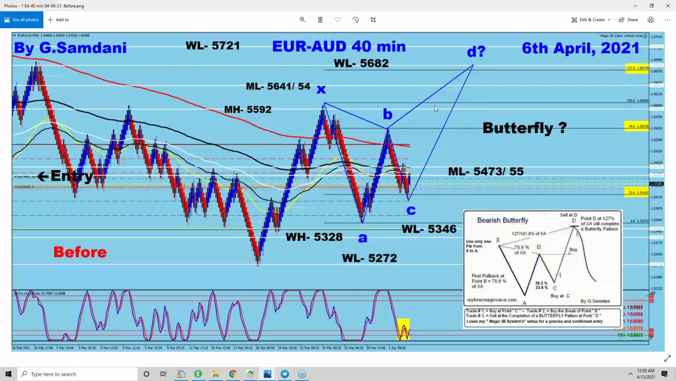So I studied a lot, and the more I study, I found that point C usually makes the turn from the 23% line of the same fib. When you draw the first fib from X to A, then for the butterfly pattern, point B has to be at 78%, and then point C, sometimes the 38% or sometimes the 23% line. It makes the turn.